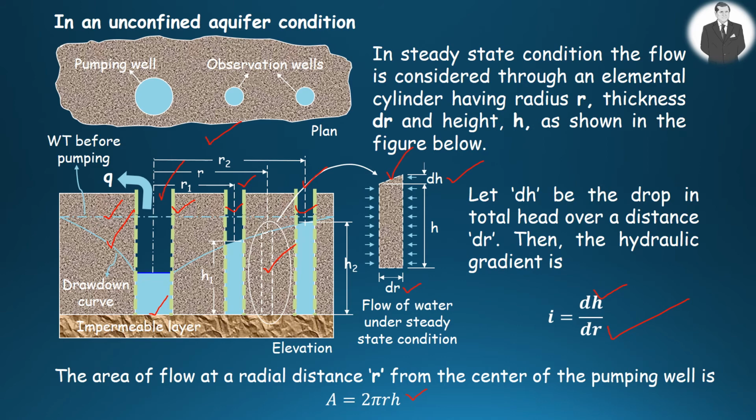Let me explain the concept of area. When the elemental cylinder is split, you will have a rectangular cross-sectional area, the width of which is 2 times pi times r, which is the circumference of the elemental cylinder, and h is the height of the cross-sectional area.